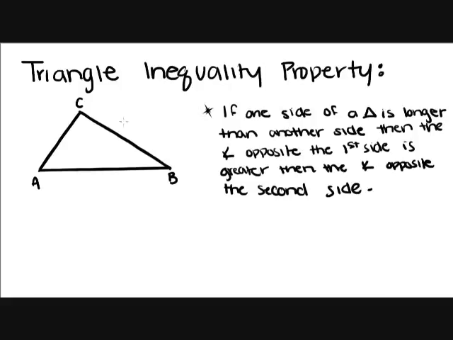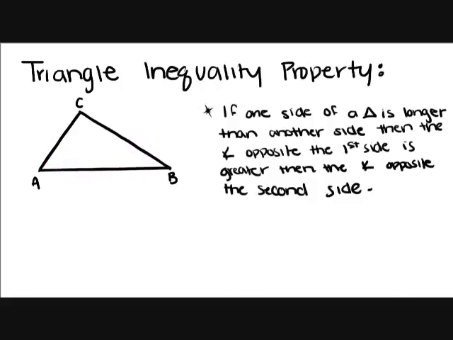So say we know that CB is longer than CA, which we can tell just by looking at it. So that means that this angle, angle A, which is opposite CB, angle A is going to be greater than this angle that's opposite CA, angle B.